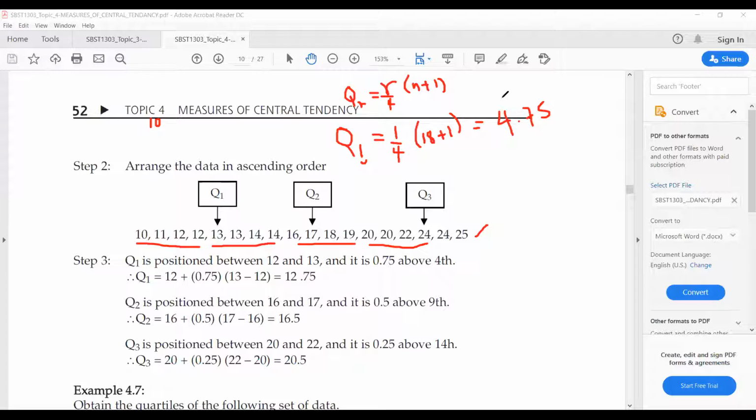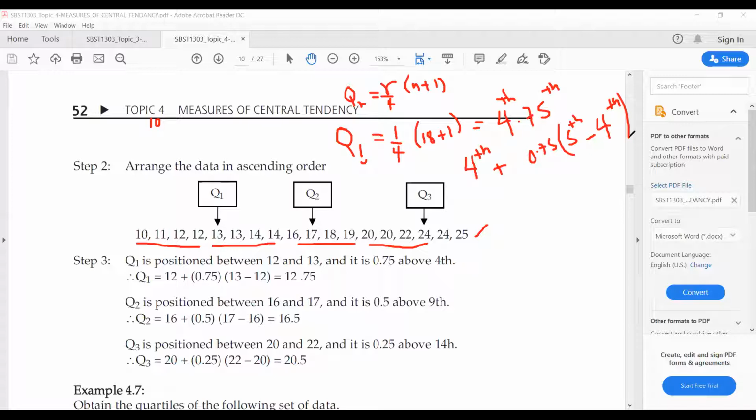4.75 means we are looking at the fourth position, and then the 0.75, or 75th portion of the distance between the fourth and the fifth. You remember the way we calculated for the median. So in general terms, it's like this: you look for the fourth position plus 0.75 of the distance between the fifth and the fourth position. Yeah, this is what we're talking about.